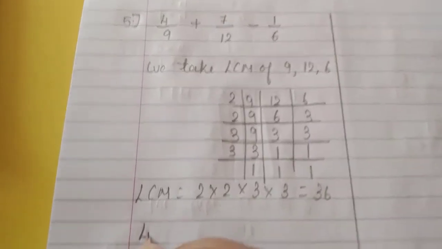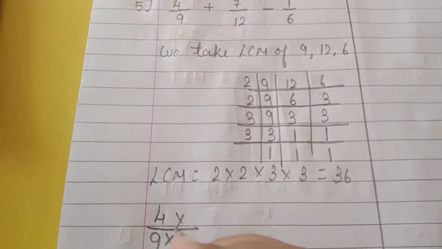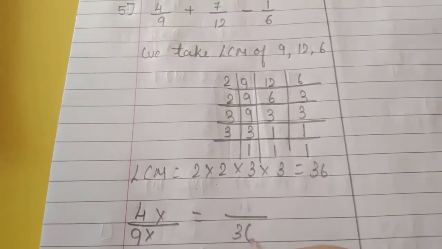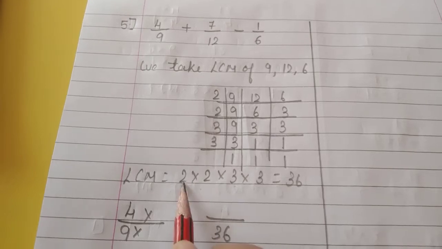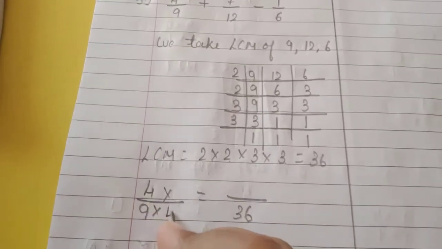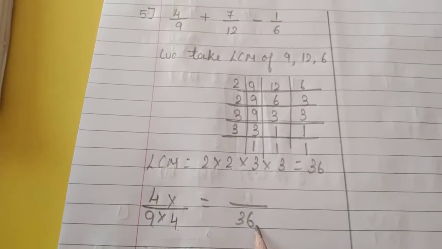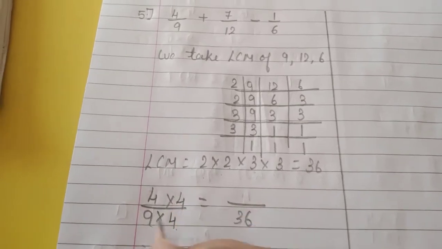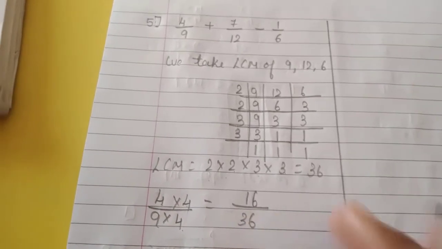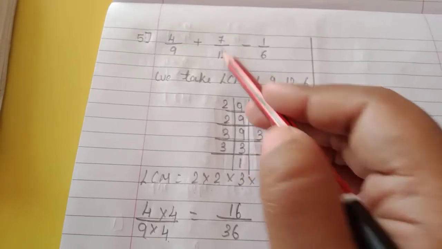So first fraction is 4 upon 9. So we want denominator 36. So what we will multiply to 9? So 3 3s are 9. So we will take 2 2s are 4. So we will multiply 4. 9 4s are 36. In numerator also we will multiply 4. 4 4s are 16.